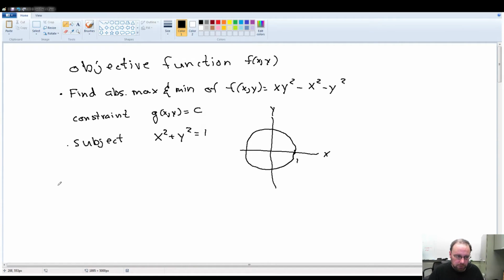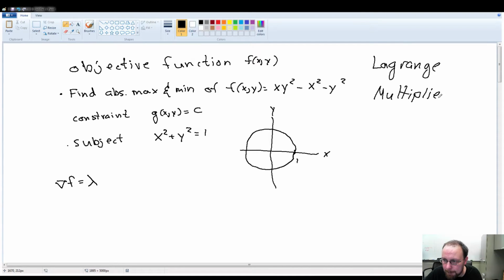Alright, and what was the procedure there? Well, the procedure was simply to find the gradient of your function f, your objective function, and set it equal to a multiple, where the multiplier is conventionally given by the letter lambda for Lagrange. So this is optimization using the Lagrange multiplier procedure. It's the gradient of f equals lambda times the gradient of the constraint function, g.